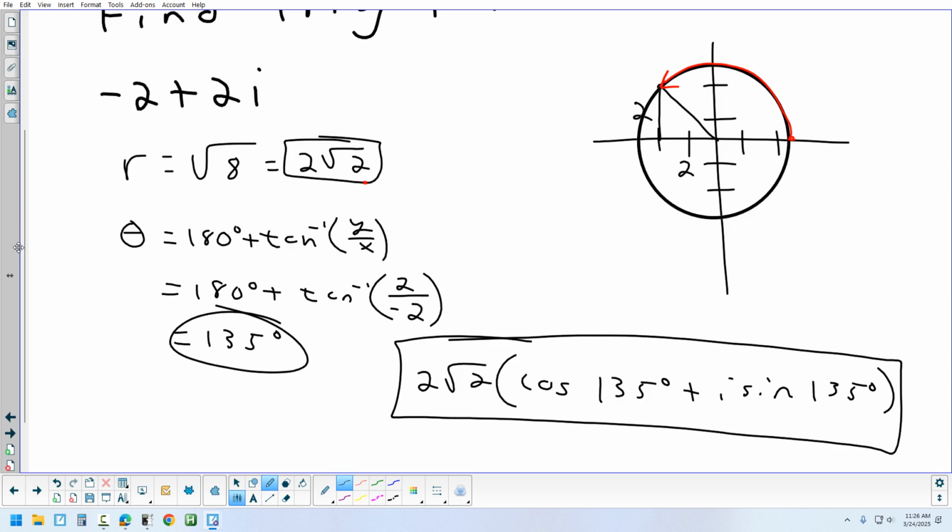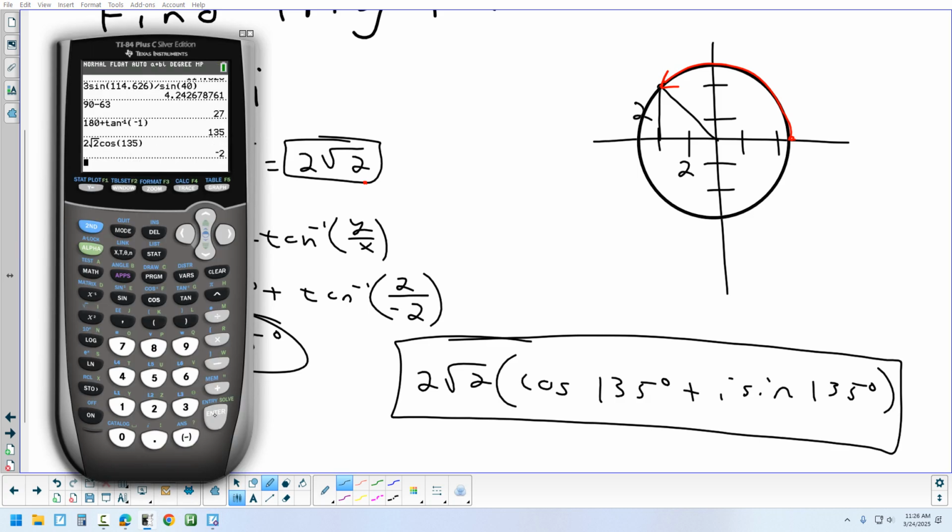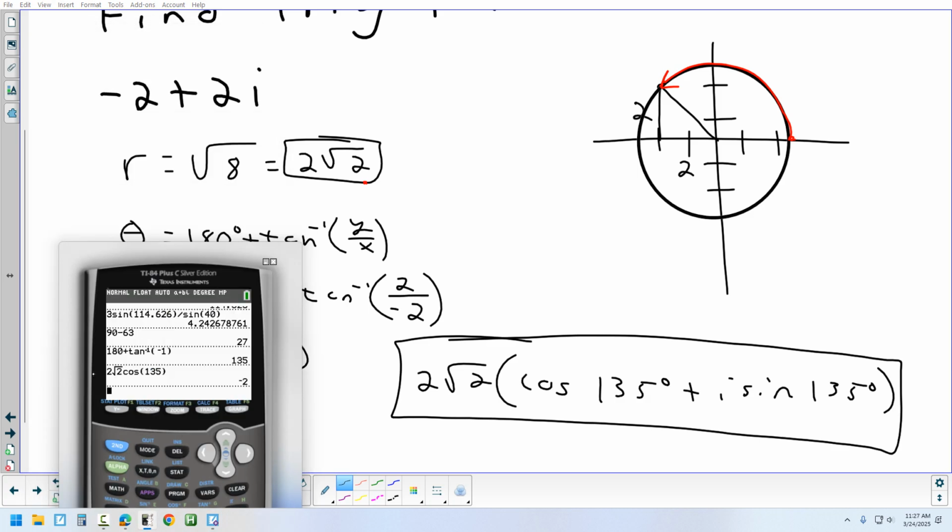Yeah, and specifically, when I multiply it by just the cosine, I'll do the sine after. What's 2 root 2 times cosine 135? Negative 2. It will be negative 2. Yep, it changes it back to what you started with.